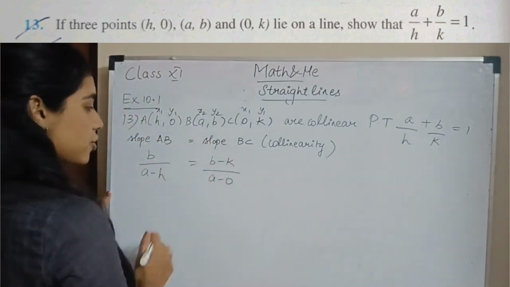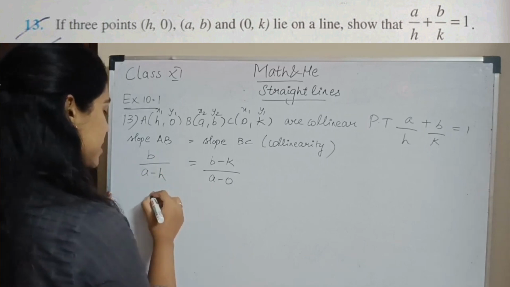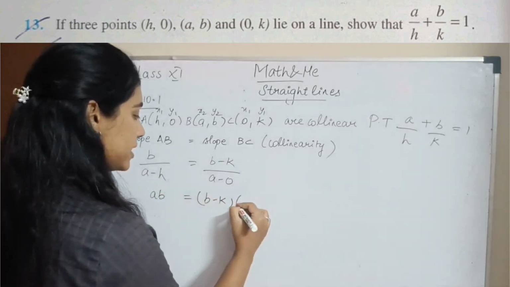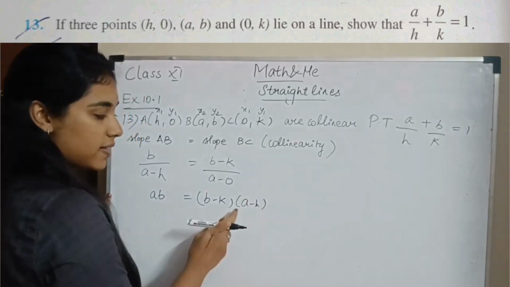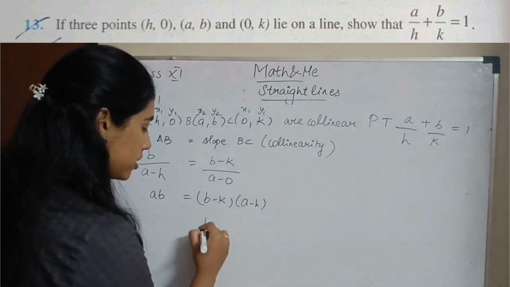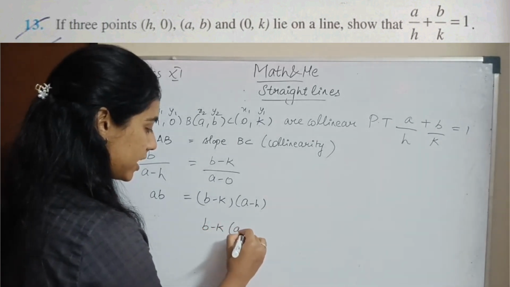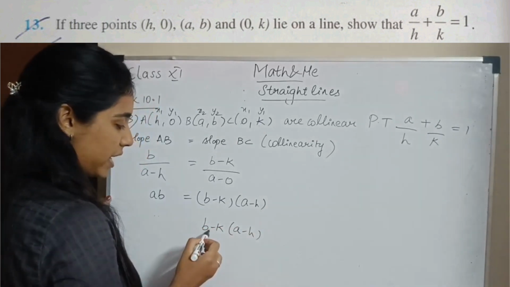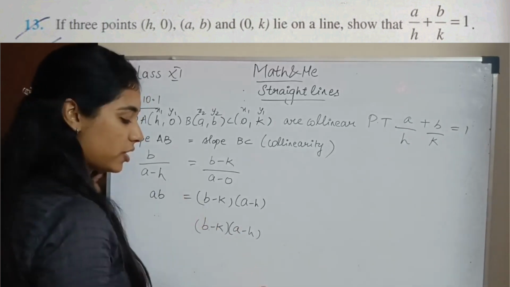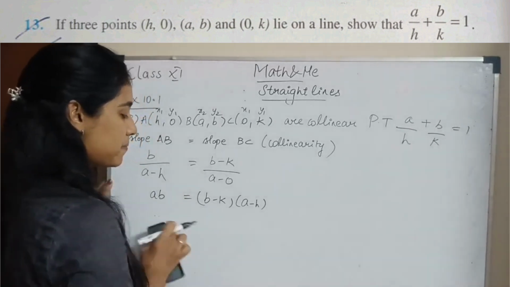So now I am going to cross multiply. So you have ab equals (b minus k) times (a minus h). The bracket is very important. Without the bracket, how will it look? It will be like b minus k times a minus h. So this bracket is very, very important. Never miss any brackets. Okay.